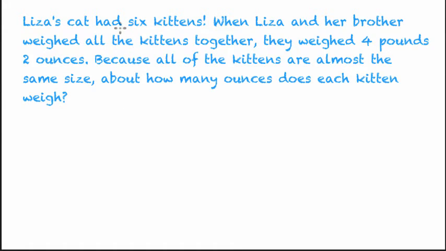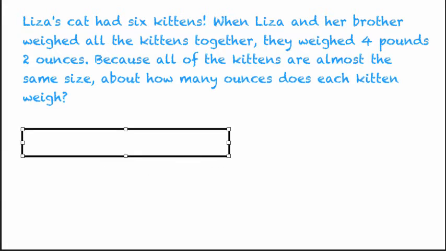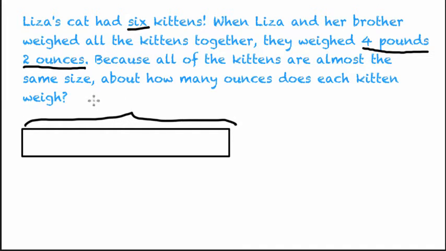So right now, we have a problem. Why don't we do a tape diagram of this? Just a basic breakdown of this, and she had how many kittens? Well, she had 6 kittens right there, and they total weighed about 4 pounds 2 ounces. So the entirety of all the kittens is 4 pounds and 2 ounces, right? And there are how many? There are 6 of them.